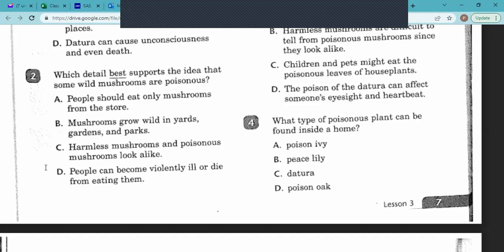All right, so your answer to number two is going to be D. So it's going to be people become violently ill or die from eating them. And the reason why is it states in the paragraph what can happen when someone eats a poisonous wild mushroom.